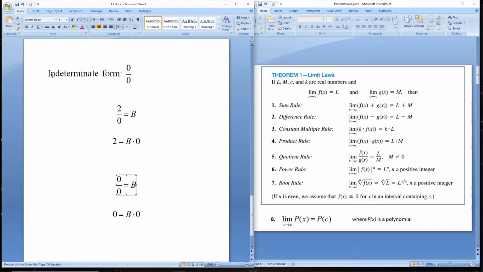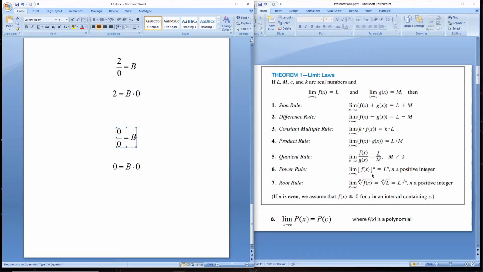And again, it's called indeterminate because we cannot determine the answer. We have to do something else to get to the answer. So let's check out a problem with an indeterminate form.